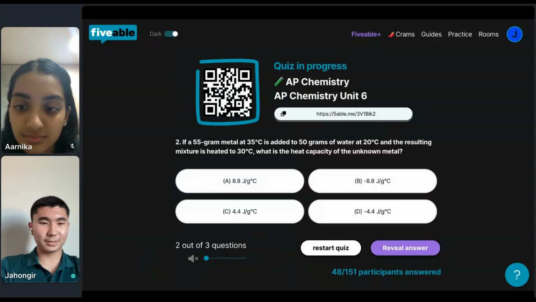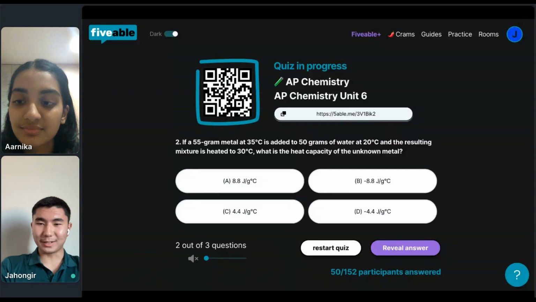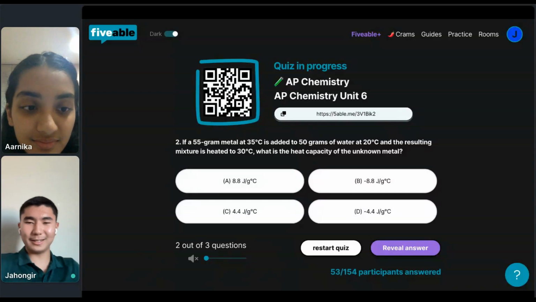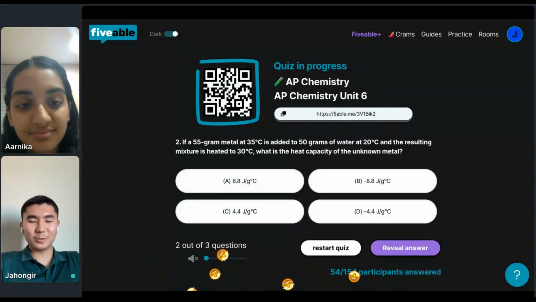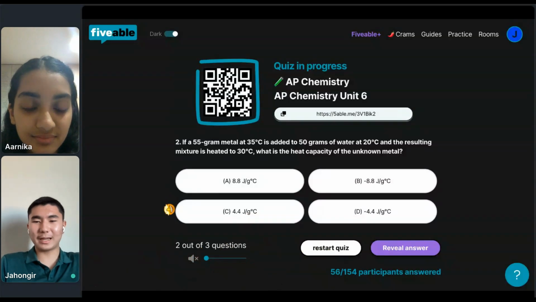Yeah, a lot of people are saying we need Q, but just to give you guys a tiny bit of a hint, you want to make Q equal Q. So you're basically going to have mcΔT equal mcΔT.